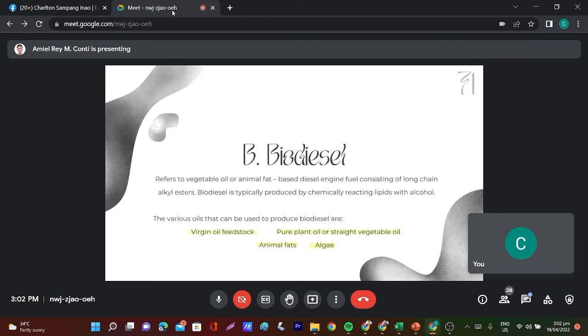Next is yung biodiesel. Biodiesel, nagre-refer siya sa mga vegetable oil or animal fat na diesel. Doon siya nag-base. Nagko-consist siya ng long chain ng alkyl esters. Biodiesel is typically produced by chemically reacting lipids with alcohol. Dahil nga fats yung pinag-uusapan, yung lipids yung commonly na pinag-aaralan dyan. Yung oils niyan na napoproduce ay yung virgin oil, feedstock, animal fats, algae, pure plant oil, or straight vegetable oil.